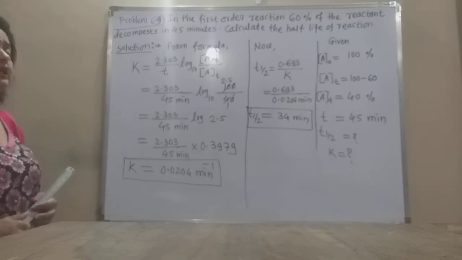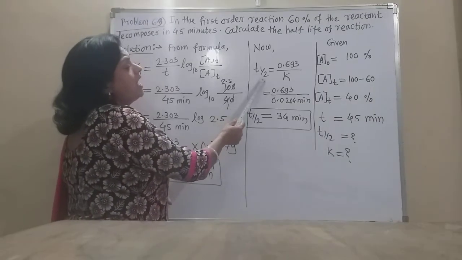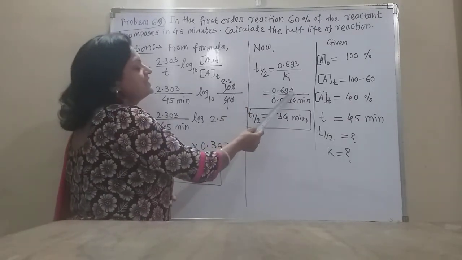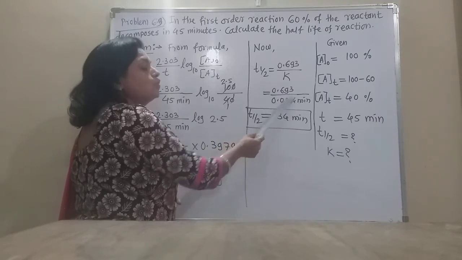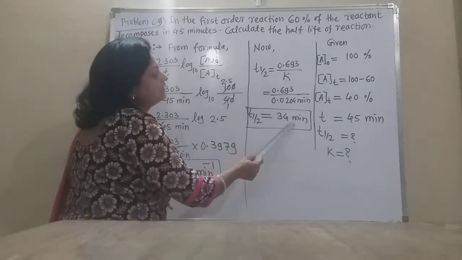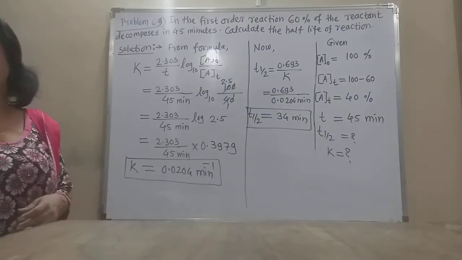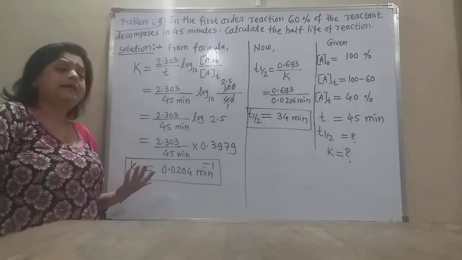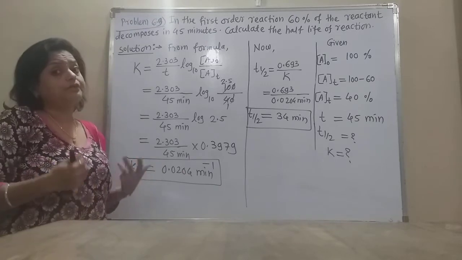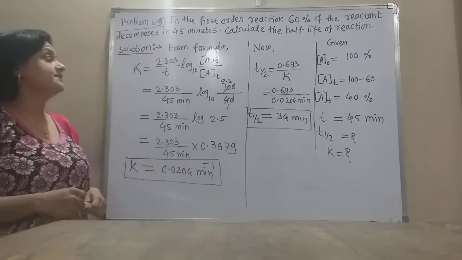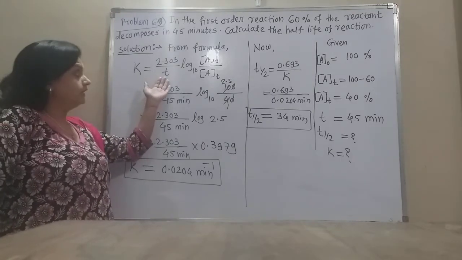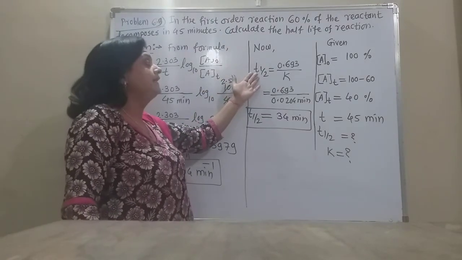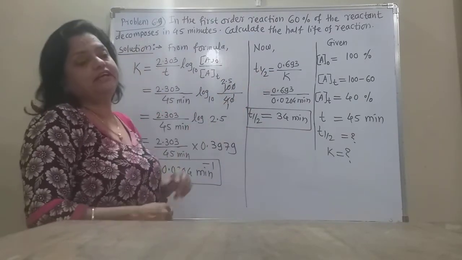Now it is easy to calculate the half-life period. So half-life period t half is equal to 0.693 divided by K. That is equal to 0.693 divided by 0.0204 per minute, and t half is equal to 34 minutes. Now in this way we can calculate the half-life period, the rate constant, or the concentration after time t by these two formulas. That is, K is equal to 2.303 divided by t, log to the base 10, A0 by A, and the other formula that is very important, t half is equal to 0.693 divided by K.